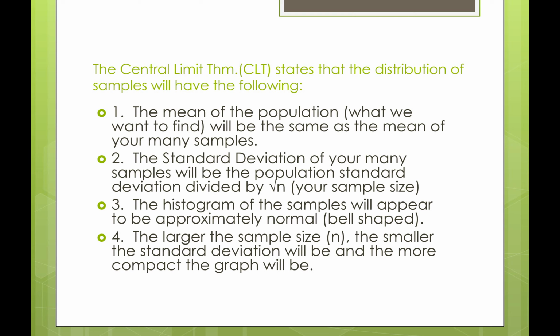So the keys of it are that the mean of the population is going to be the same as the mean of your sampling distribution. And I'm doing the mu of subscript x bar, that's how they denote the mean of the sampling distribution, because it's the mean of your x bars. And the standard deviation of your sampling distribution is equal to the standard deviation of the population over the square root of your sample size.